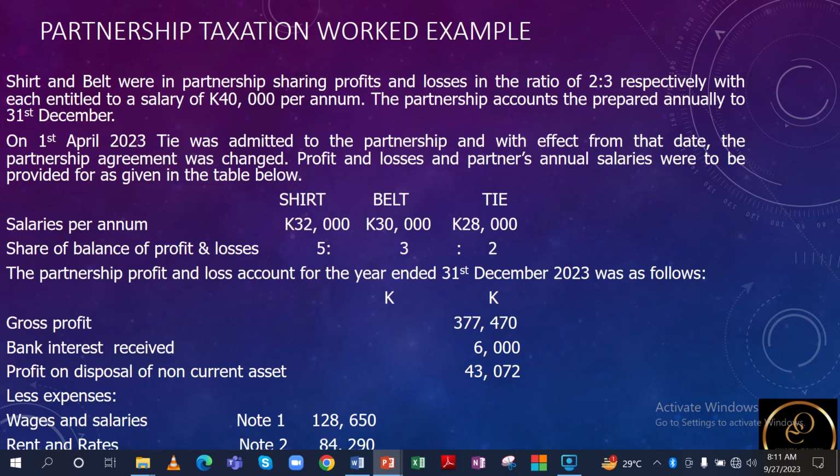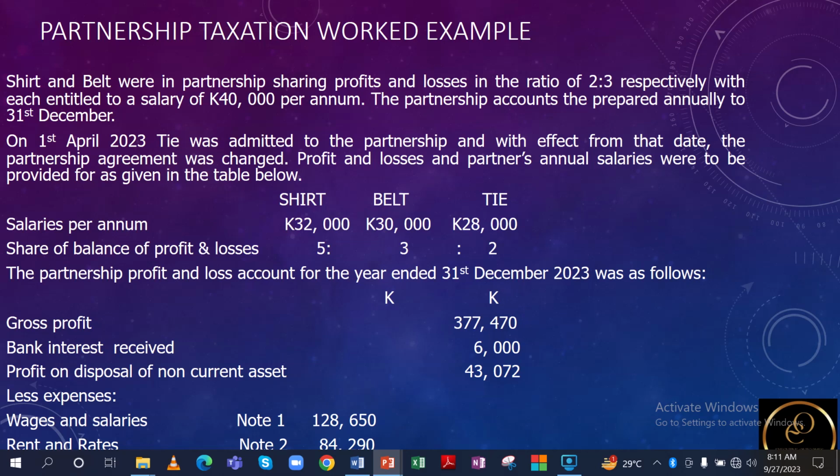Shed and Belt were in partnership, sharing profits and losses in the ratio of 2 to 3 respectively, with each entitled to a salary of 40,000 kwacha per month. The partnership accounts were prepared annually to 31st December. On 1st April 2023, Tai was admitted to the partnership, and with effect from that date, the partnership agreement was changed. Profit and losses and partners' annual salaries were to be provided as given in the table below.